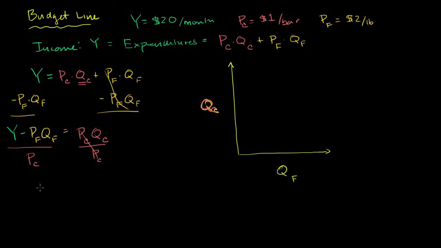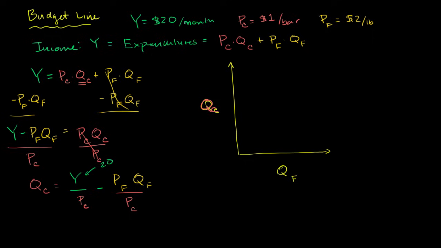And then you get, and I'll flip the sides, the quantity of chocolate is going to be equal to your income divided by the price of chocolate, minus the price of fruit times the quantity of fruit, all of that over the price of chocolate. And we can substitute these numbers in here, and then we can plot what this budget line will look like. So in our situation, Y is equal to 20.